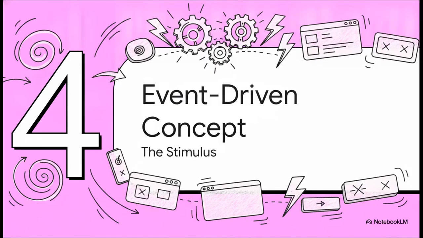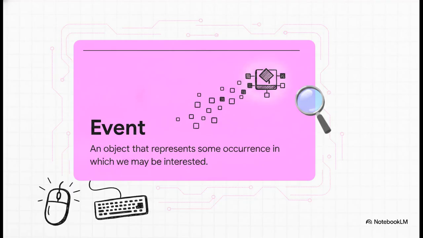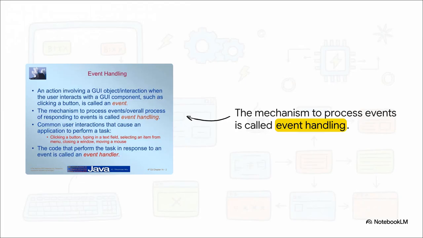Okay, moving right along to Section 4, the event-driven concept. Let's talk about the stimulus itself. So, an event isn't just some abstract philosophical idea. In Java, it is a literal programmatic object. It's created the exact millisecond you press a key or click a mouse. The moment you interact with the software, a data package representing that specific occurrence is immediately forged right there in the memory.